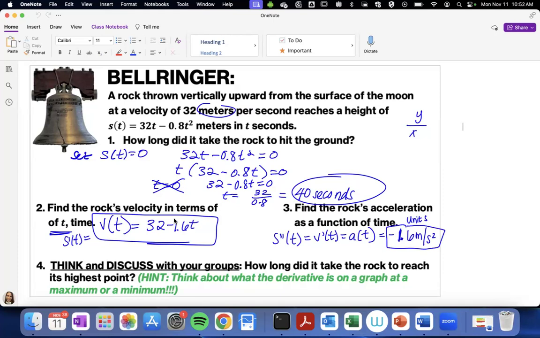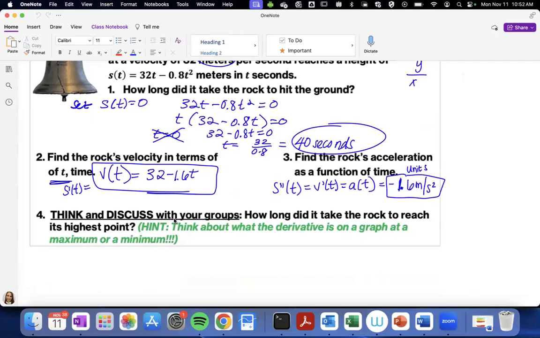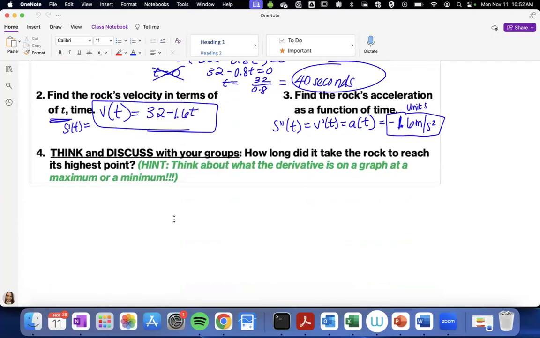Did anybody figure out what number 4 was? How long does it take the rock to reach its highest point? Anybody know? Let me help you with the visual. So if the rock is going like this, and after 40 seconds it hits the ground, I really want to find the time that it takes to reach the highest point, right?